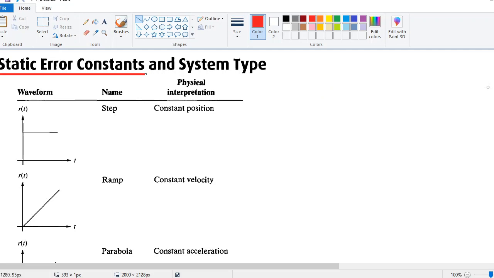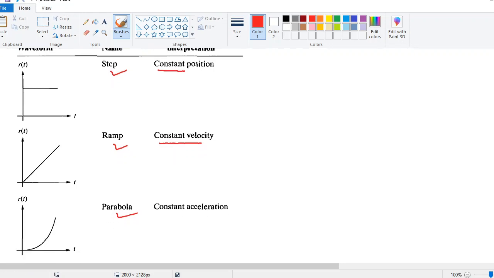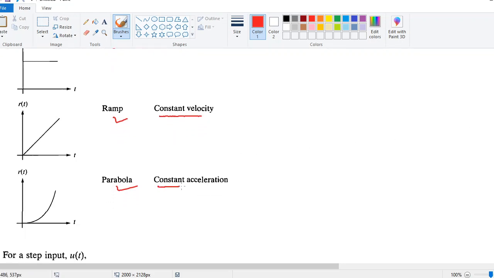Now, if you remember, when we started this chapter, we said that there are basically three types of waveforms that we will be selecting here: the step, the ramp, and the parabolic input. The reason why we chose these was because the step input provided constant position, while the ramp input provided constant velocity, and the parabolic input is the one that gave us a constant acceleration.